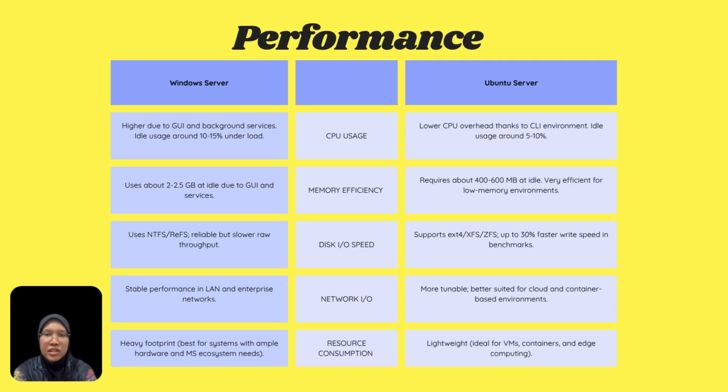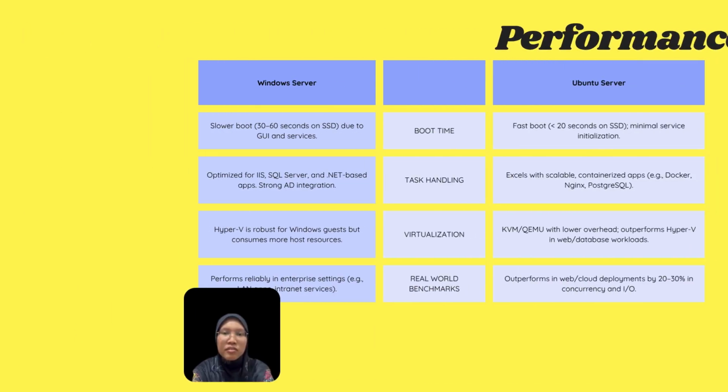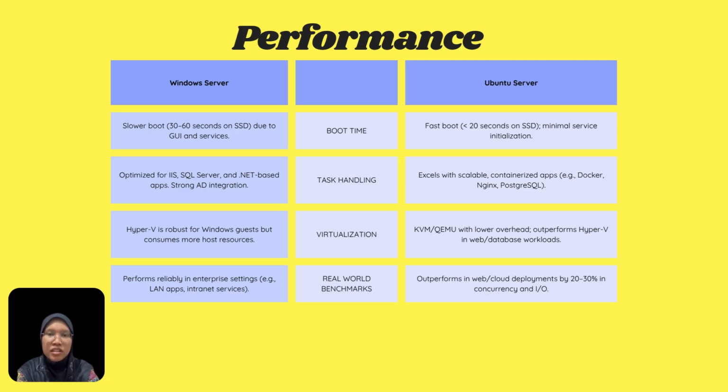Ubuntu supports ext4 and other advanced file systems, offering up to 30% faster write speeds. In network I/O, both perform well, but Ubuntu is more tunable and cloud-friendly. Resource consumption is heavier in Windows, suited for robust hardware, whereas Ubuntu is ideal for VMs. Boot time is another advantage for Ubuntu, which is under 20 seconds compared to up to 60 for Windows.